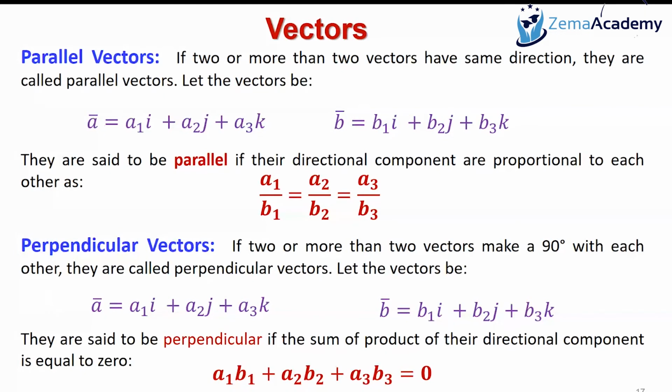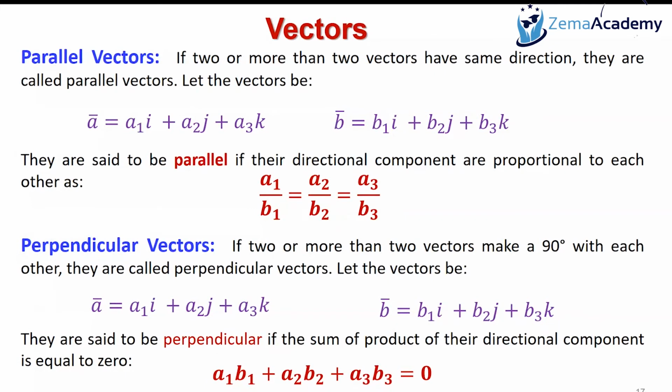i is taken to be in the x direction, j in the y direction, and k in the z direction. So if you want to conceive the idea of ijk, take it as the XYZ plane. If XYZ is a three-dimensional space, then i is the unit vector acting in the x direction, j is a unit vector acting in the y direction, and k is a unit vector acting in the z direction. Similarly, the other vector B can also be resolved in the same way.